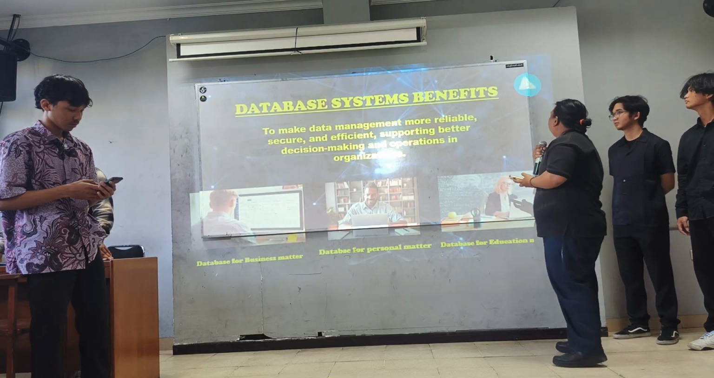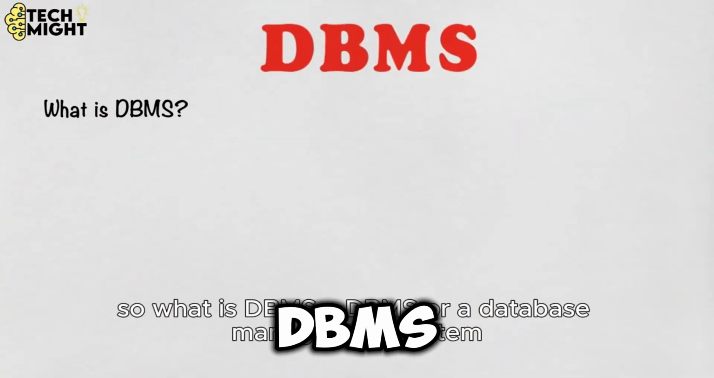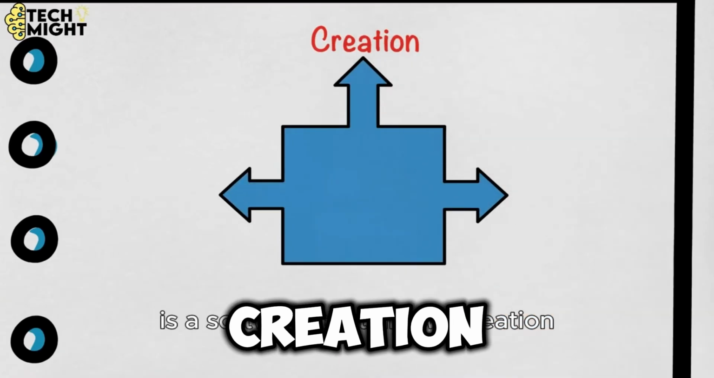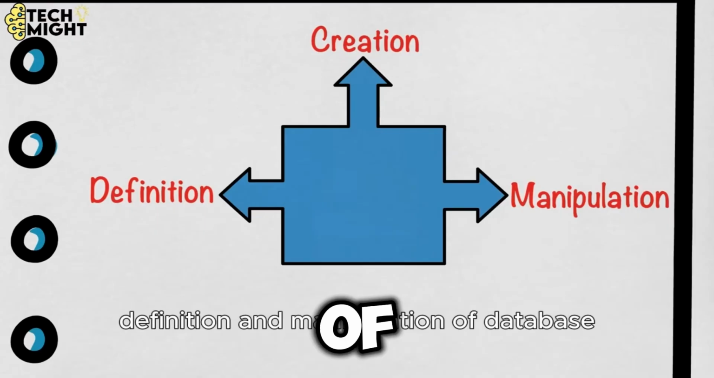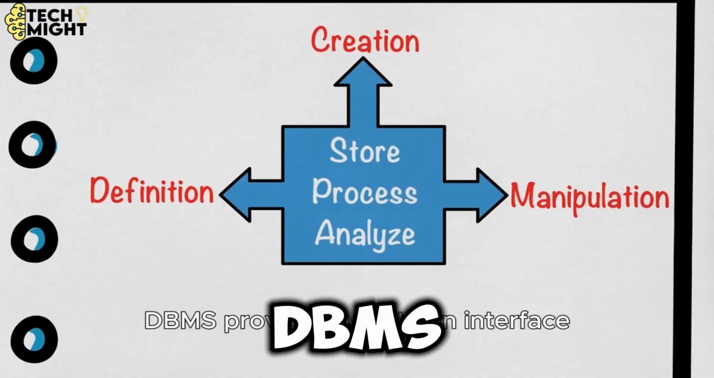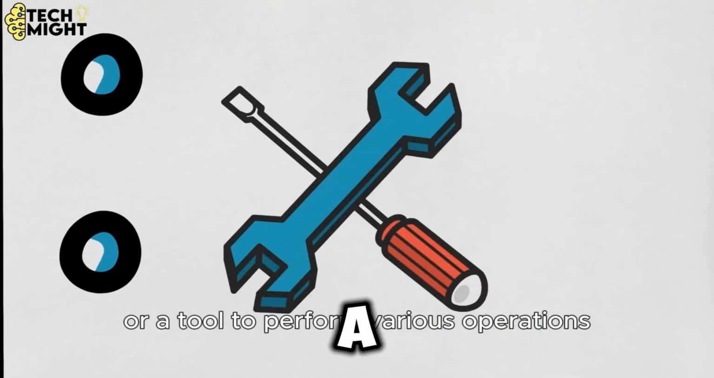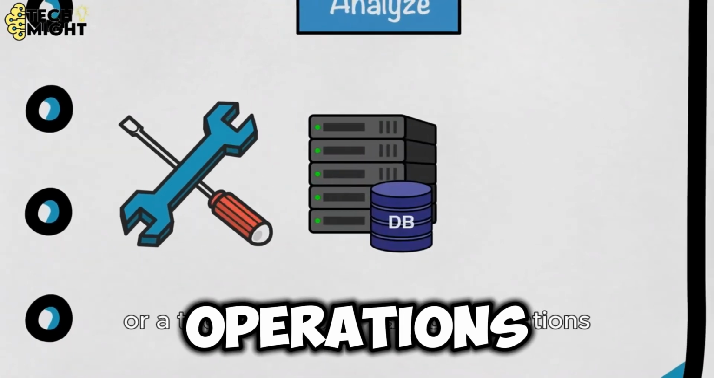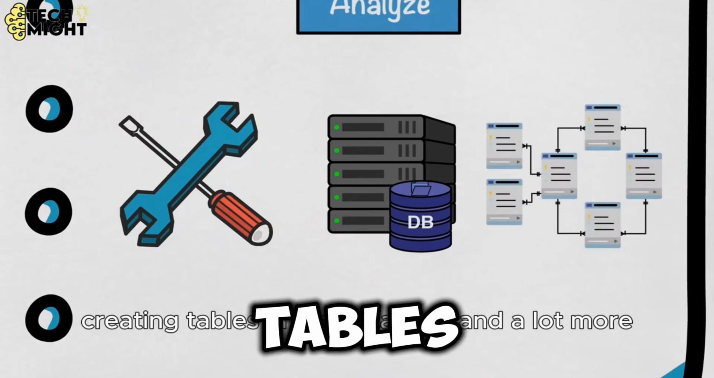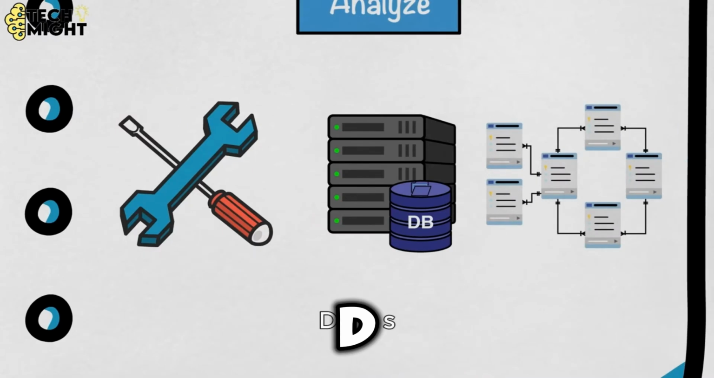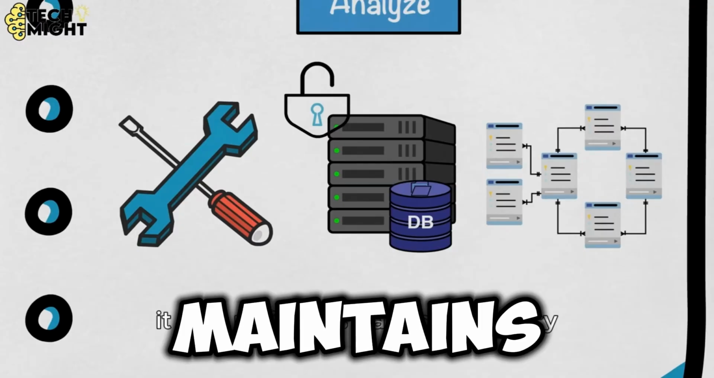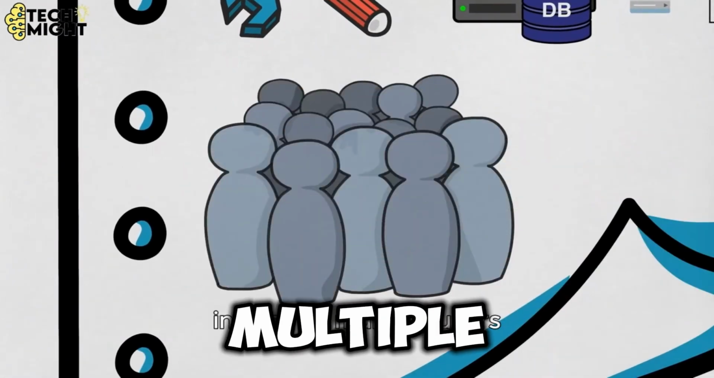And this video. What is DBMS? A DBMS, or database management system, is software that allows creation, definition, and manipulation of databases, allowing users to store, process, and analyze data easily. DBMS provides us with an interface or a tool to perform various operations like creating databases, storing data in them, updating data, creating tables in the database, and a lot more. DBMS also provides protection and security to the databases. It also maintains data consistency in case of multiple users.